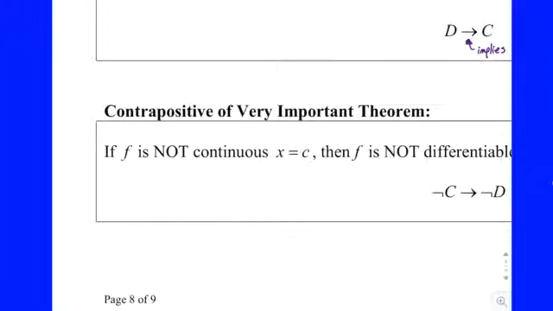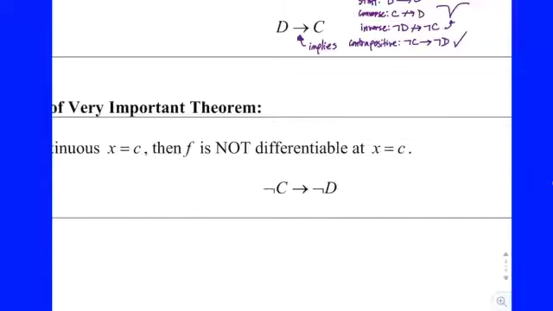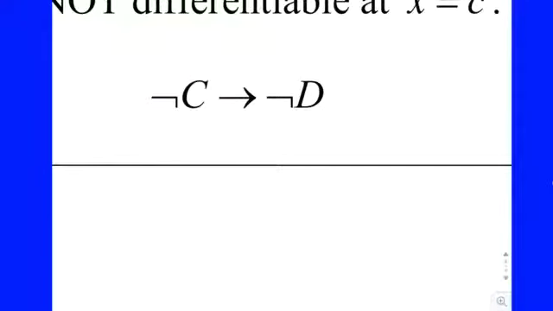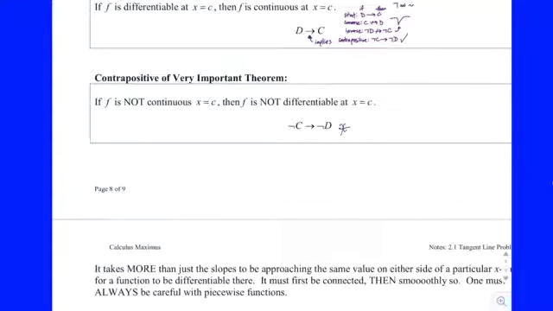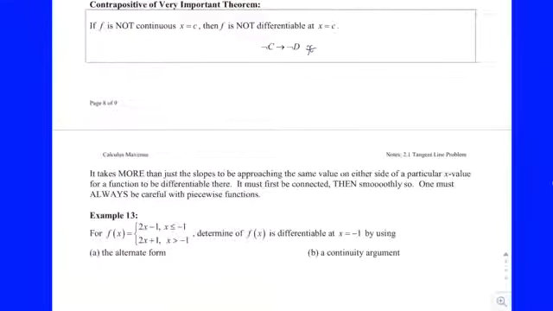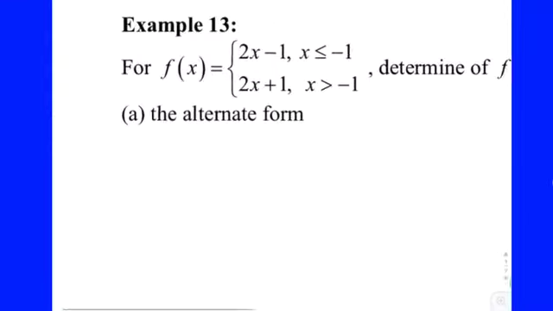The contrapositive of the very important theorem: if f is not continuous at c, then it's not differentiable. So not C implies not D. Super important. Okay? If it is differentiable, we know it's going to be continuous. But since continuity is a prerequisite, if it's not continuous, it ain't going to be differentiable. Okay, so here's what we're going to be doing in the future. We're going to be checking for differentiability using the shortcut rule, instead of using the alternate form. But remember, it takes more than just the slopes being the same for a function to be differentiable. It must first be what? Continuous, okay? So let's go ahead and look at example 13.